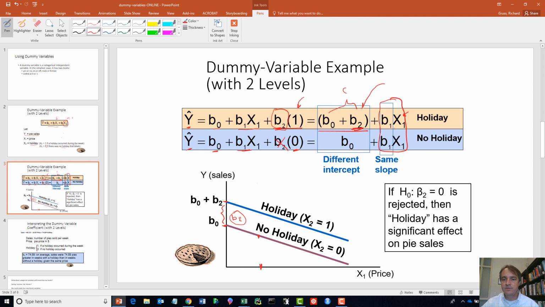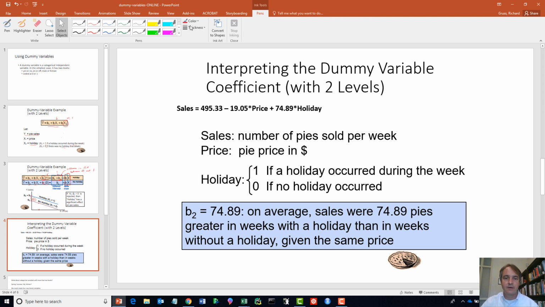Okay, so this B2 can be interpreted as the difference in the dependent variable between 0 and 1. I'm sorry that's so sloppy. Okay, so that's how much you can add to the pie sales if it is a holiday. Okay, and that's spelled out here more explicitly.